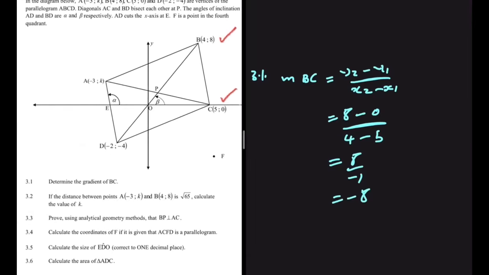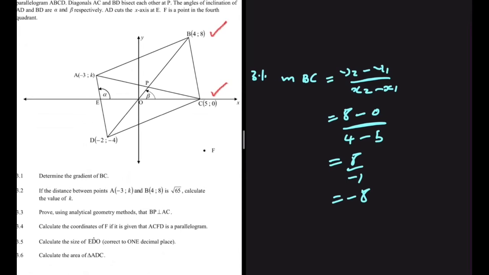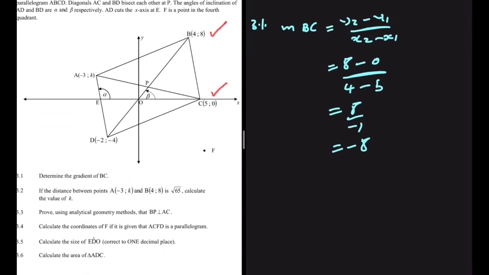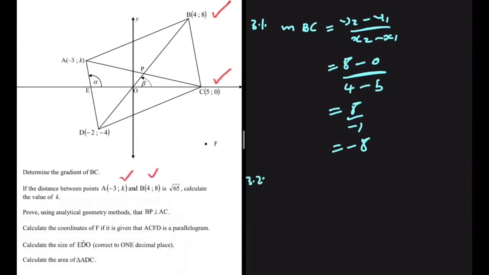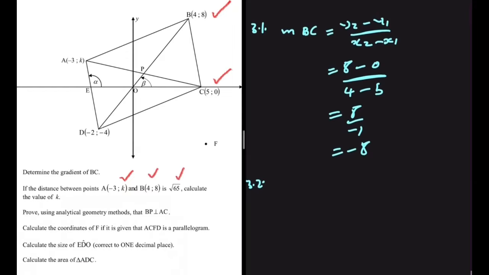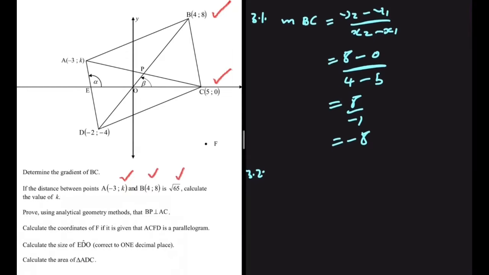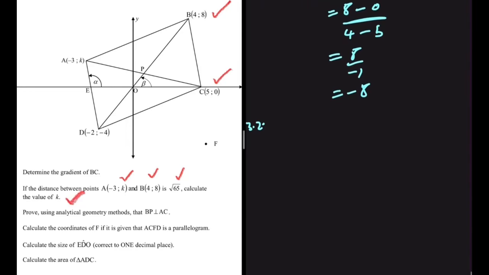Let's move forward and look at 3.2. So what does the question say? If the distance between points A and B is equal to square root of 65, calculate the value of K. So let's put that in math. They say that the distance between A and B is equal to square root of 65.